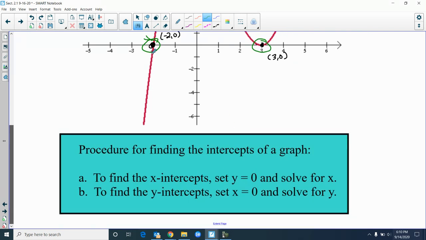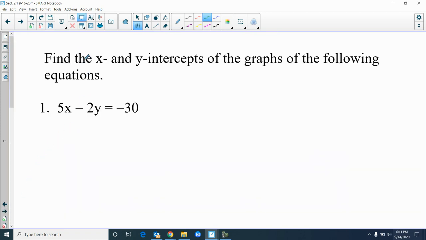Sometimes you have enough knowledge about the equation that you can figure them out. But when you can't, you use these procedures. All right, find the x and y intercepts for these following problems.